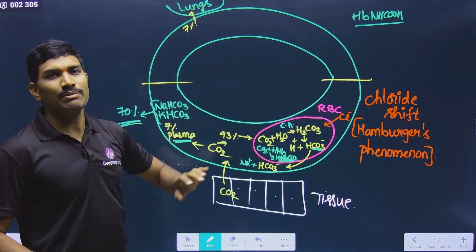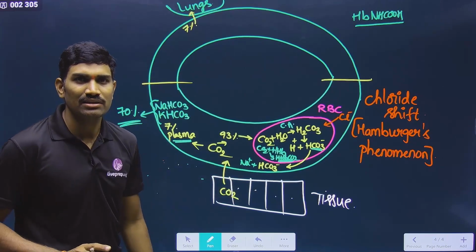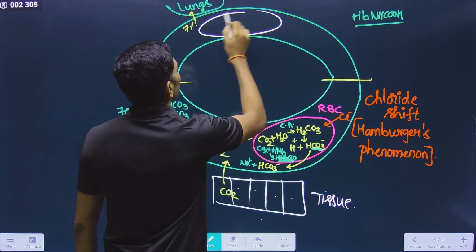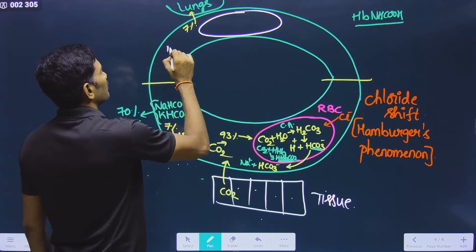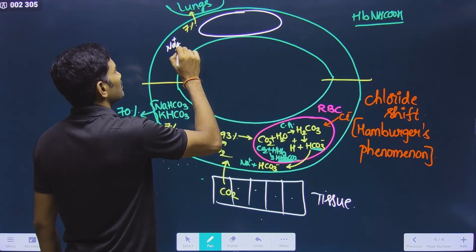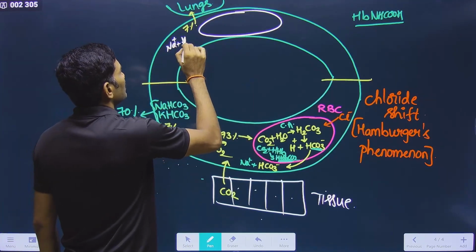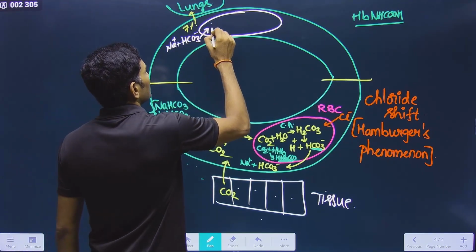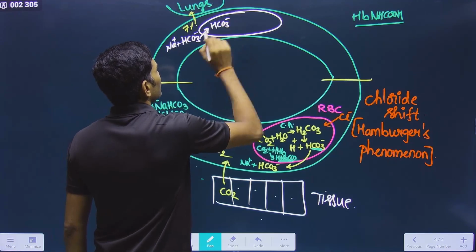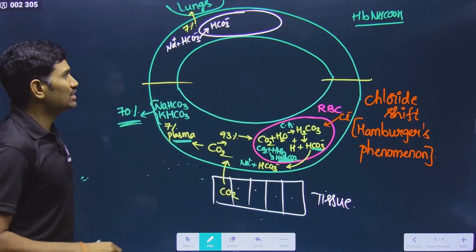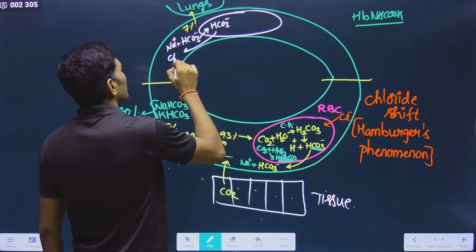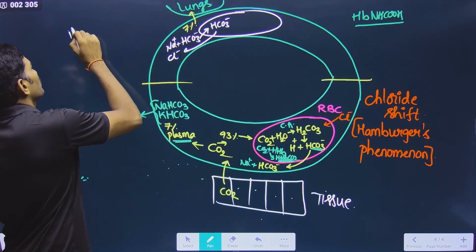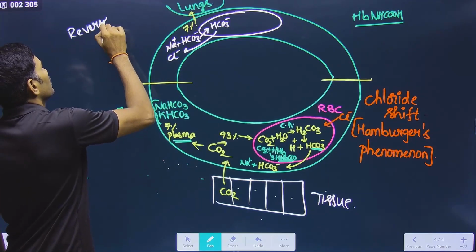Now at the lungs, what happens? Exactly opposite reactions will occur. What is the meaning of exactly opposite reactions here? See here, this NaHCO3 is there. It is separated as Na plus and HCO3 minus. Now HCO3 minus will enter into the RBC. If HCO3 minus is entering into the RBC, Cl minus will come out, and this is called the reverse chloride shift.